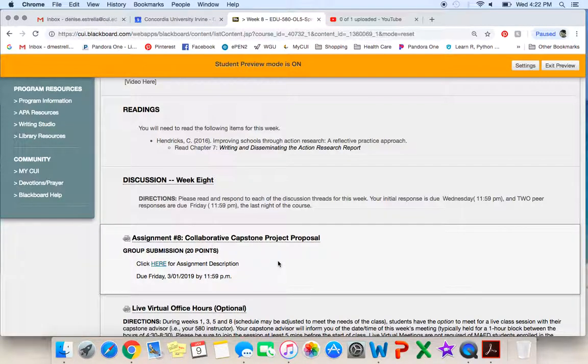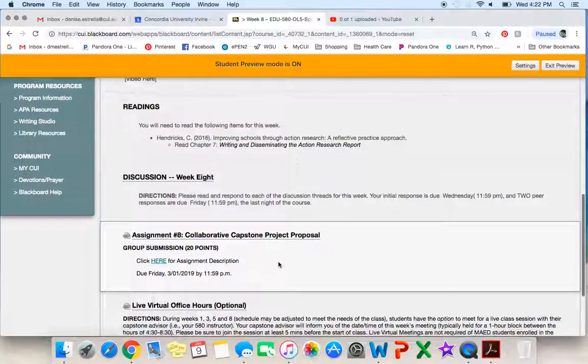You have your assignment number 8, your collaborative capstone project proposal. This is chapters 1 through 3. It's worth 20 points, and it is due by March 1st at midnight.